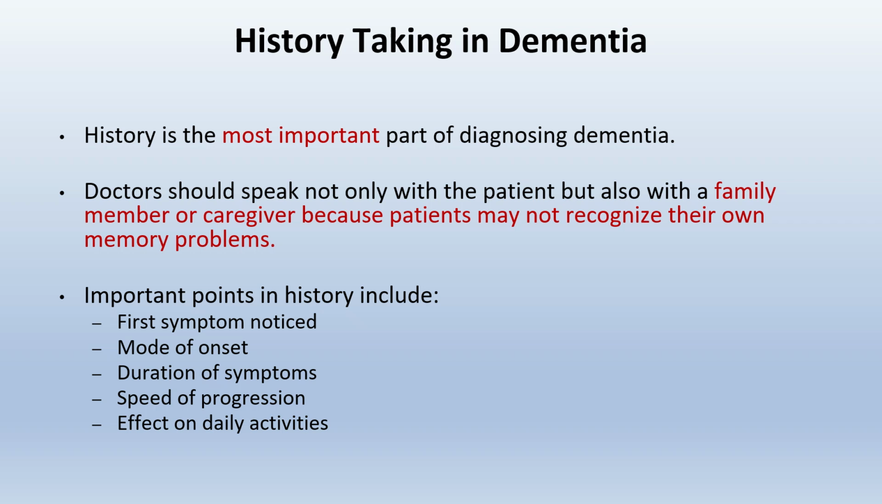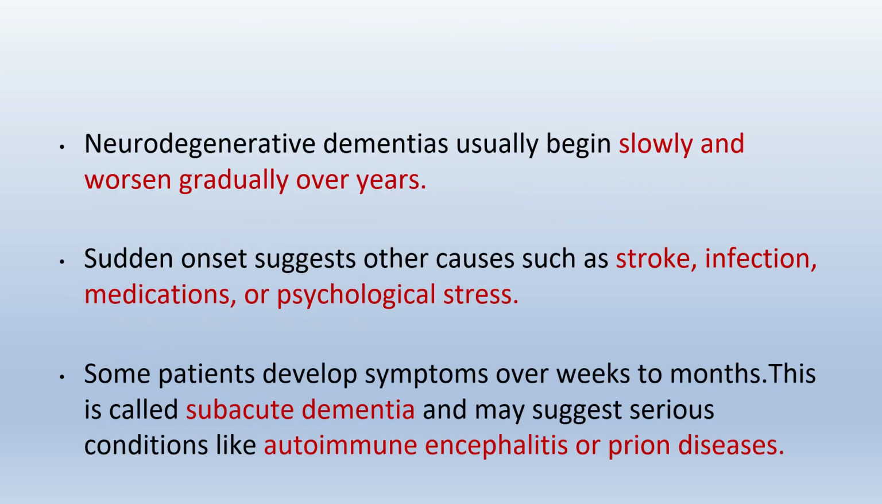Important points in history include first symptom noticed, mode of onset of symptoms, duration of symptoms, speed of progression of symptoms, effect on daily activities. Neurodegenerative dementias usually begin slowly and worsen gradually over years. Sudden onset suggests other causes like stroke, infection, medications, or psychological stress.